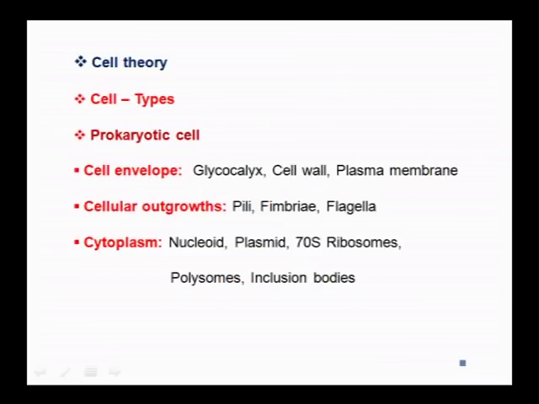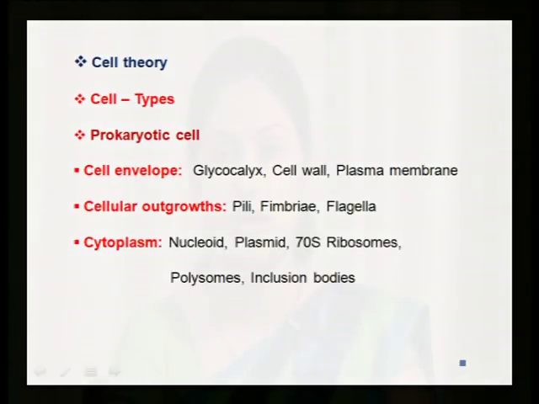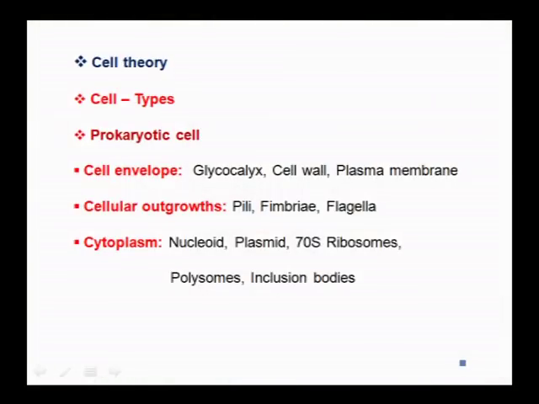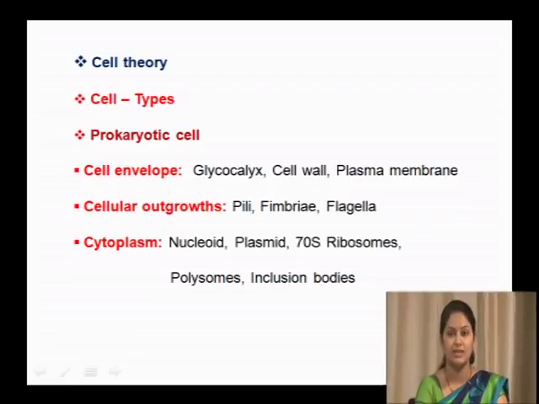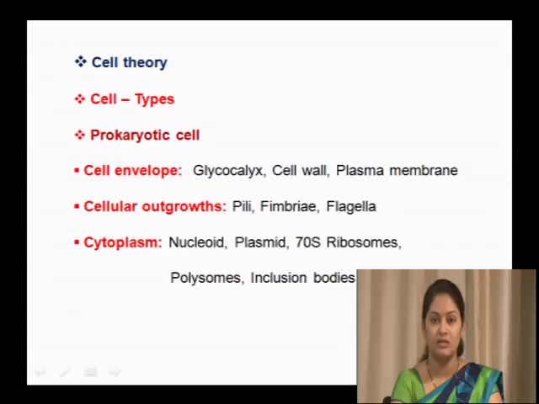First of all, regarding the cell theory. Cell theory was proposed by Schleiden and Schwann, and it was improvised further by Rudolf Virchow. It says that all organisms' bodies contain cells, and all new cells arise from pre-existing cells. And comes the cell types. Cells are classified based on their nuclear arrangement into prokaryotic cell and eukaryotic cell.